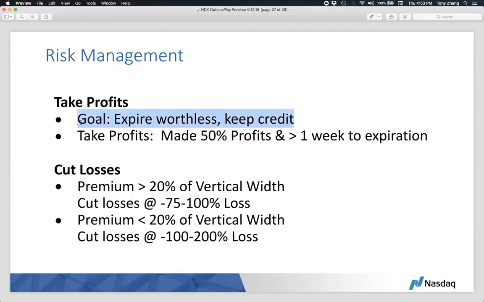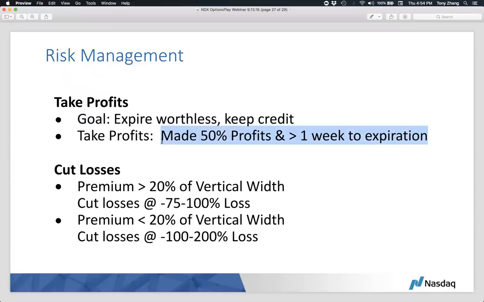However, what we do find, based on all of our back testing of these types of strategies, even though the goal here is to let the credit spread expire worthless, is that it does make sense to take profits early if you've made more than 50% of your profits on that credit spread and you have more than a week left to go.